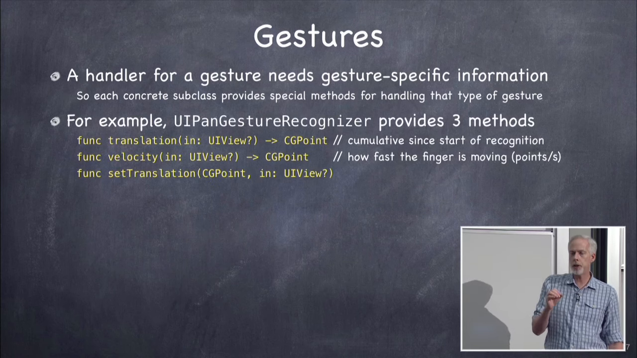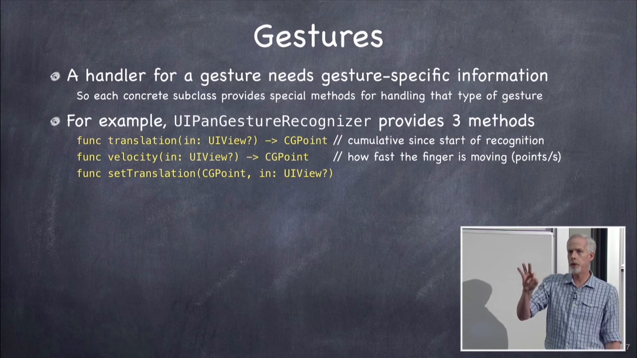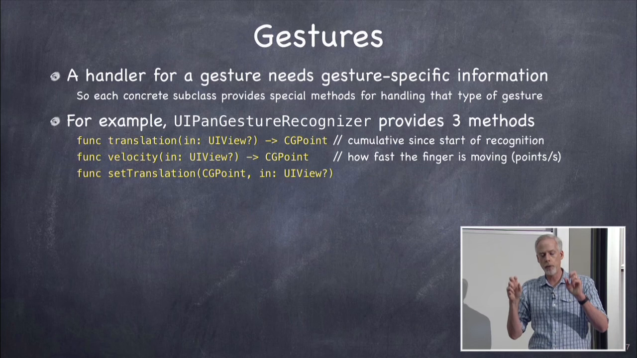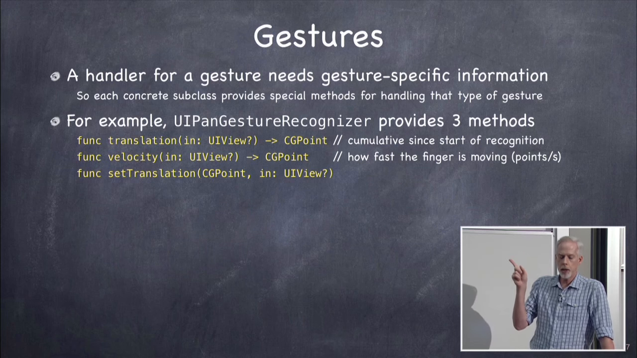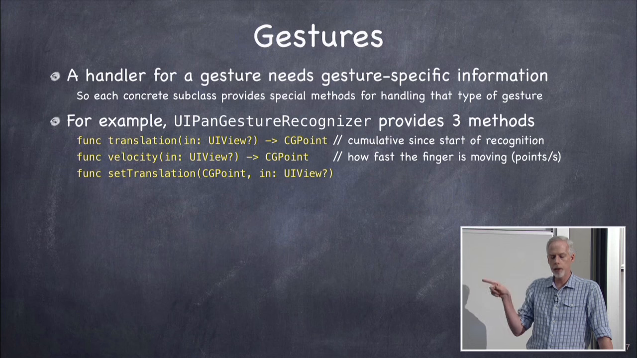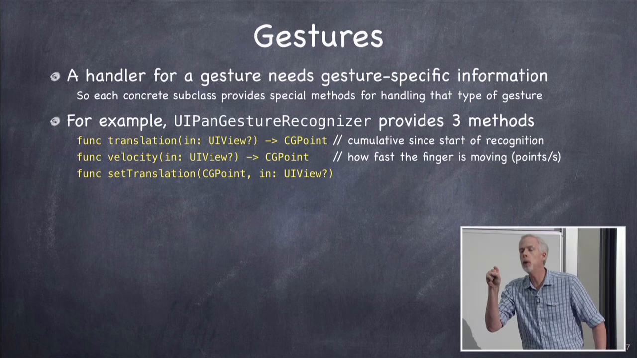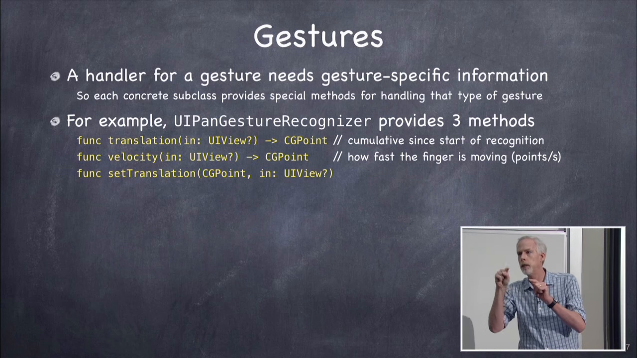Now, for a pan gesture recognizer, there are three, there's actually a little more, but there's these three very important pieces of concrete information about the pan. So translation in view is a function in the pan gesture recognizer where you can ask it, how far has this pan moved since it started? Okay, how far has it moved from the start as I'm moving around?